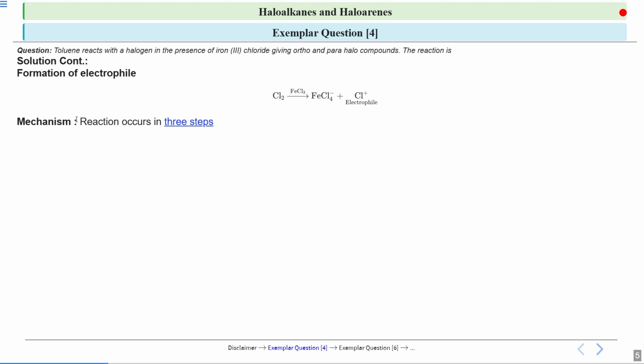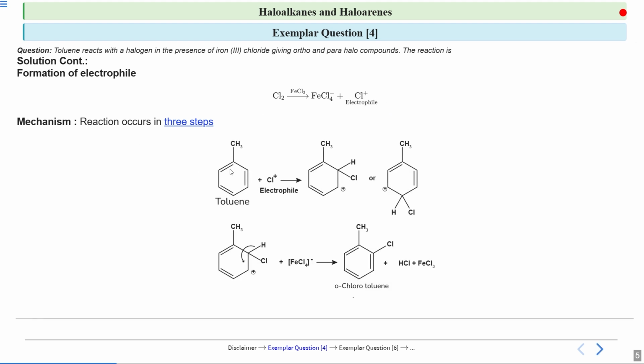Now, the mechanism of this reaction includes 3 steps. The first step is the formation of the electrophile, that is Cl+, from the chlorine molecule. The second step is the electrophile attack on the toluene, that is benzene over which the CH3 is attached. When the electrophile Cl+ attacks this electron-rich benzene ring, it will replace one of the hydrogens of the benzene ring, and you will get this compound, either this or this. So your carbocation formation happens.